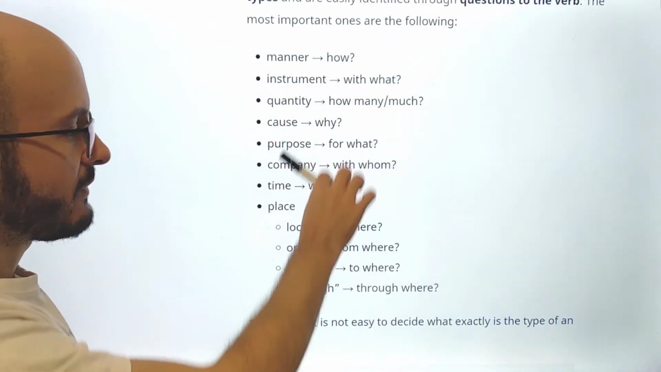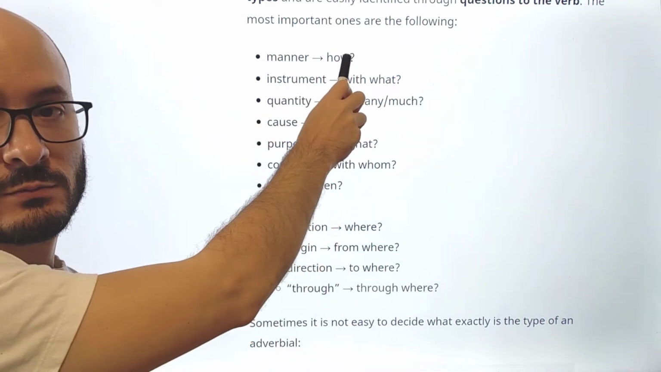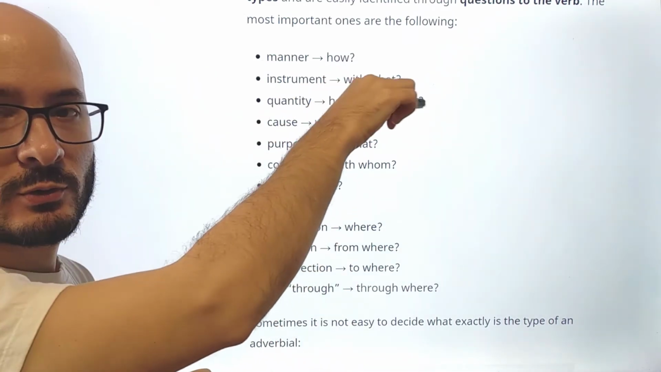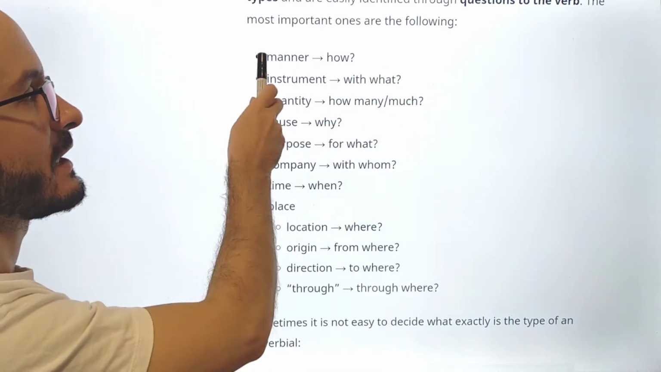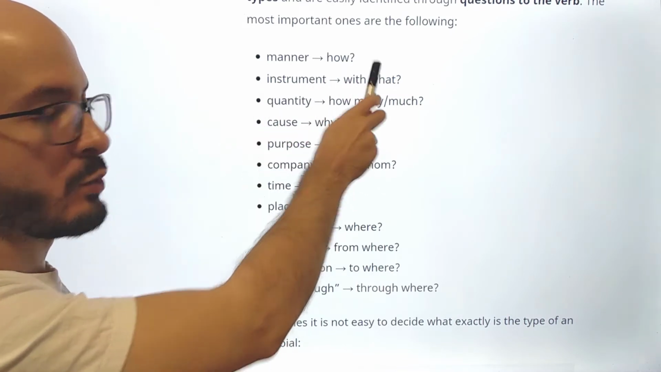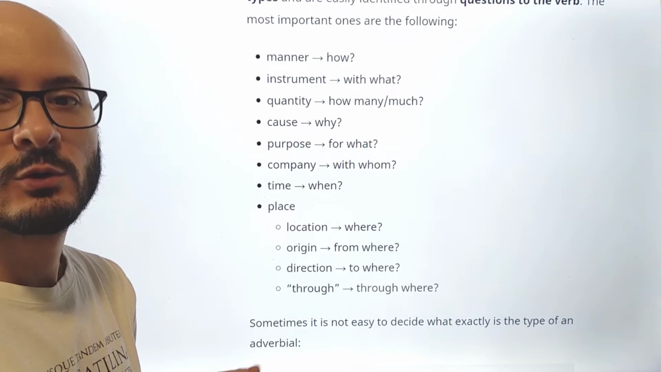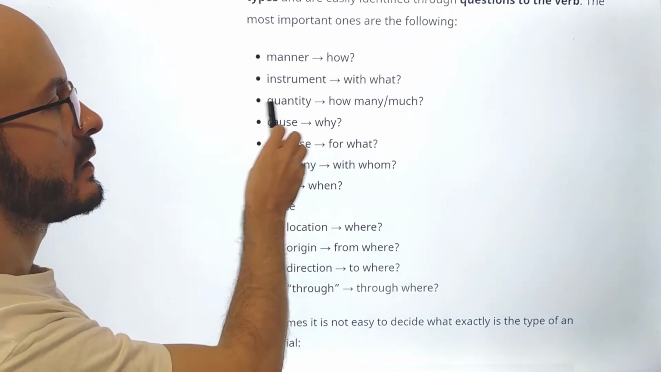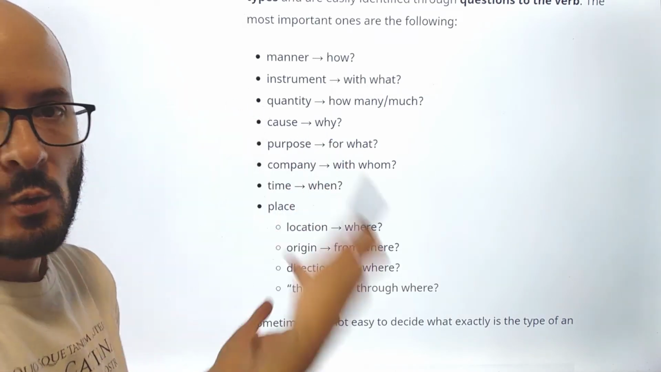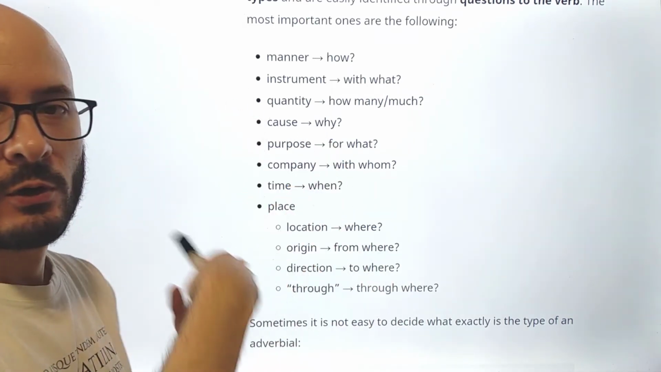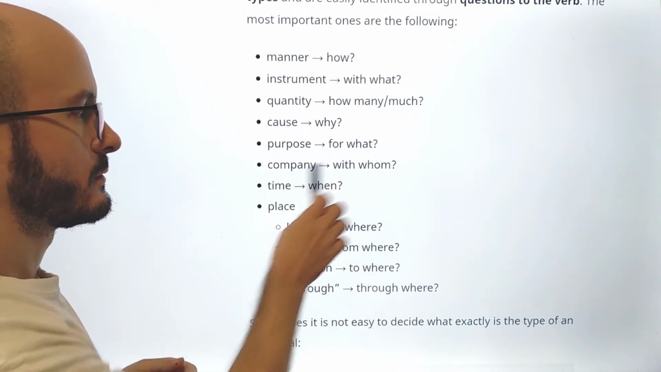Now, what types of adverbials do we have? Manner, so we ask the verb how. How do you do this? You do this like this. So this, like this, is the adverbial of manner. Instrument: with what? With what do you cut bread? With a knife. Quantity: how many or how much? Cause: you ask why. Purpose or goal or finality: for what?